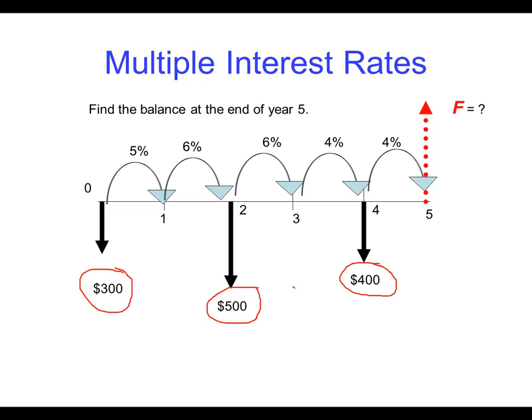Now in year 2 I have 500 that's coming in addition to the value that I took from the 300 to the second year. I will add both of these two values and move it forward to the third year with 6%. Then I will go to the fourth year with 4%. I will add the 400 in this case. Then I will move everything that I got at this point to the fifth year with 4%. Let's look at the solution.